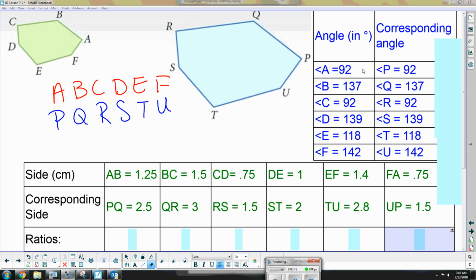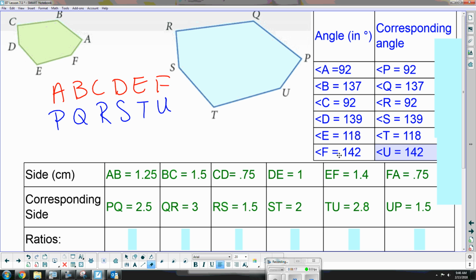Now, if you notice, all of these angles, A, B, C, D, E, F, those are all congruent to their corresponding angle. A is congruent to P, B is congruent to Q, C is congruent to R, and so on. D and S, E and T, and F and angle U.